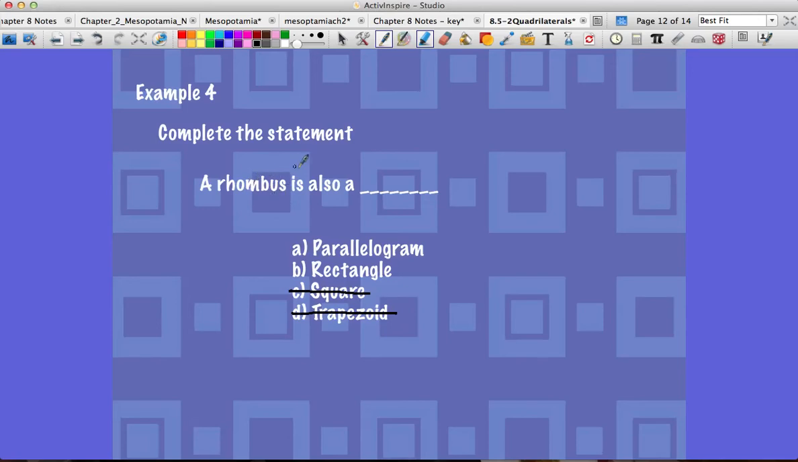A rhombus can never be a rectangle because a rhombus has to have four congruent sides and a rectangle has two pair of congruent sides. So it is not a rectangle. A rhombus, however, is always a parallelogram because a parallelogram is a quadrilateral with two pair of parallel sides. And a rhombus does have two pair of parallel sides, and it is a four-sided figure. So a rhombus is always a parallelogram.